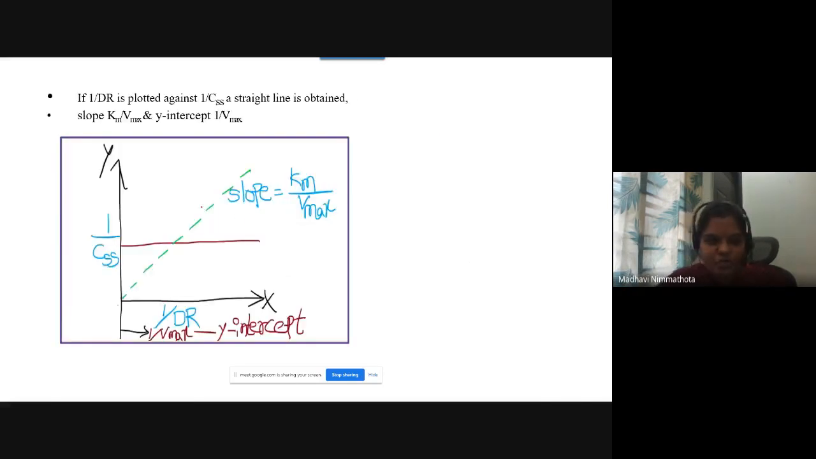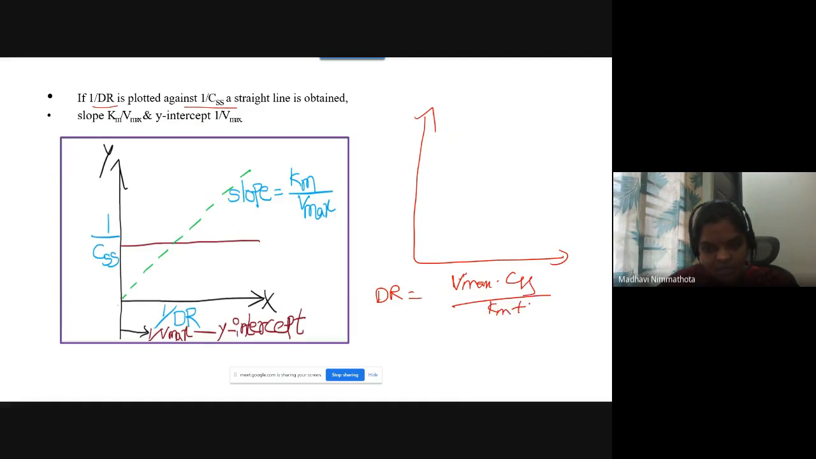So how will the plot be? See here, this plot is not mentioned in your textbooks. So if you consider plotting 1 by DR on the x-axis against 1 by CSS on the y-axis, a straight line will be obtained like this. See here. So what is our equation here? The basic equation is DR is equal to Vmax into CSS by Km plus CSS.